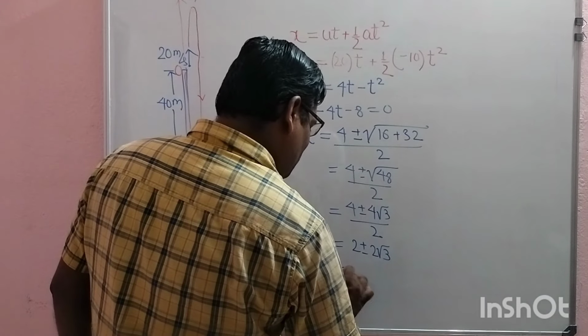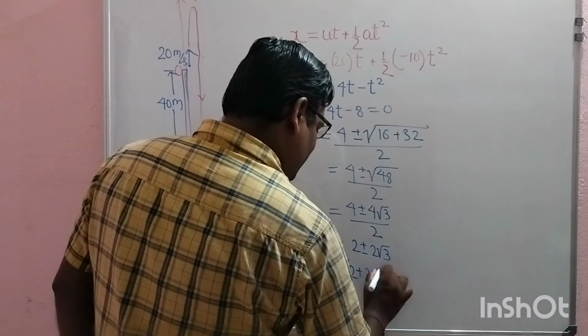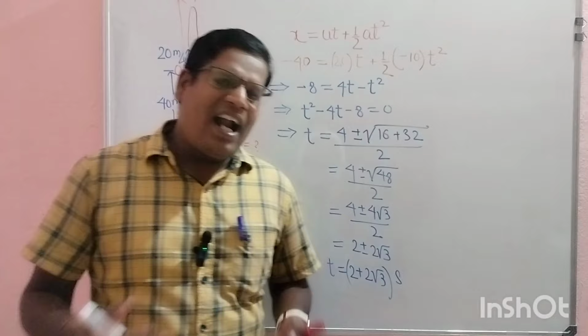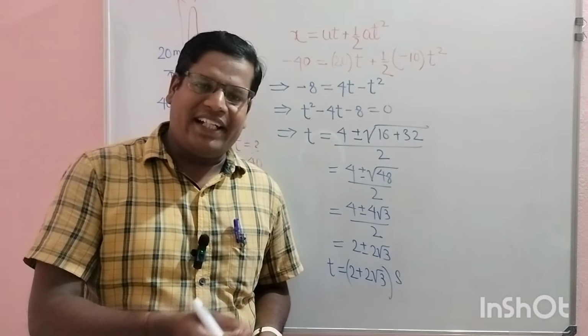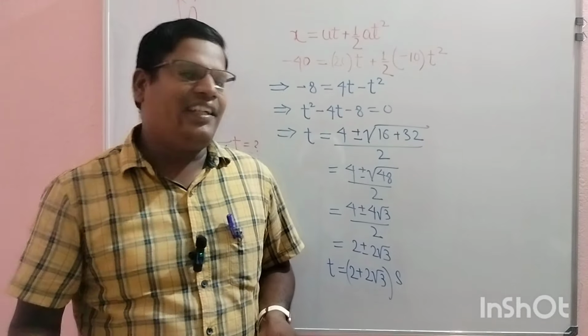Now we know that time has to be taken as positive. So it is 2 plus 2 root 3. So the answer is 2 plus 2 root 3 seconds. Acha, is it that time always has to be taken as positive? Can't we get time as negative? Or is there a meaning when we get time as negative? That we will see in another video.